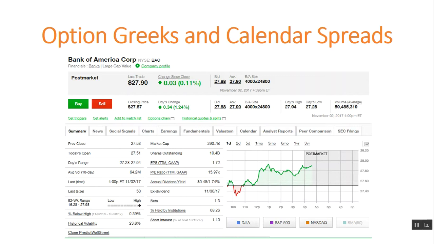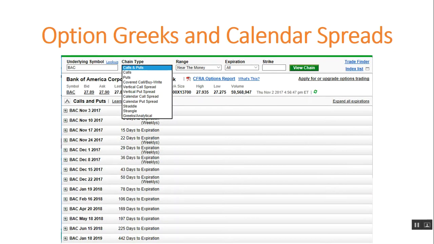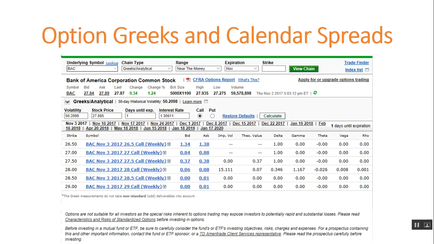The first thing I'm going to do is click on the option chain with my mouse. I click on that and this comes up, and then I click on that little arrow on my drop down box. This comes up, and then I click on Greeks Analytical, where I highlighted it in yellow. That's the option Greeks. Then I click the view chain button, and then this comes up. Now I'm ready to look up my call options.